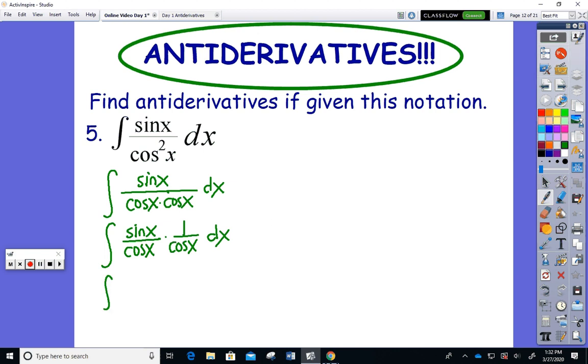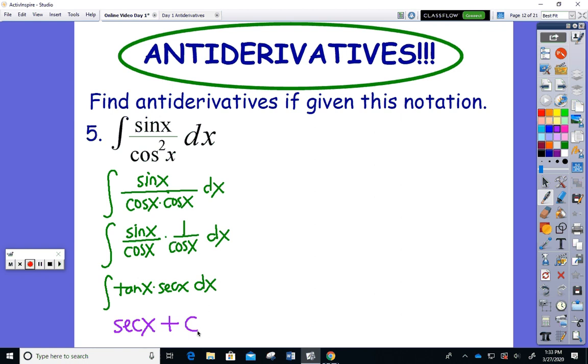Then I'm looking at it, and sine over cosine is tangent and 1 over cosine is secant. Now are you recognizing the integrand? Do you recognize what you can take the derivative of that produces secant tangent? Does that sound more familiar? I hope you're saying, yes, Miss Porter, it's secant x. I already know this. So the antiderivative is secant x plus C.